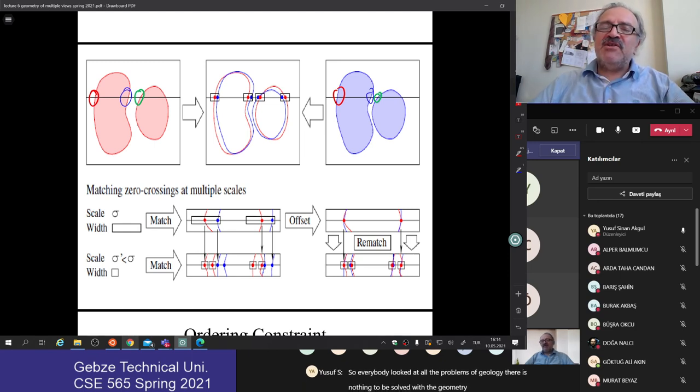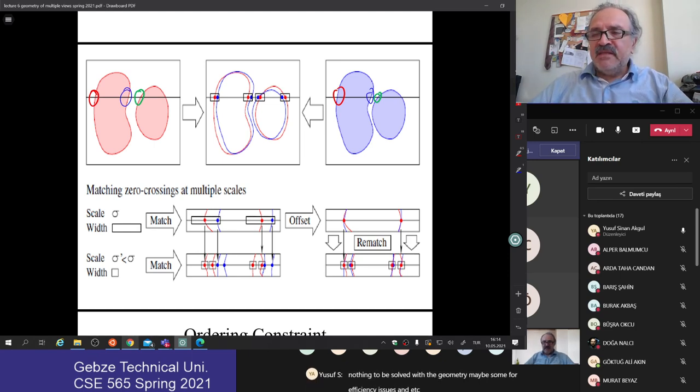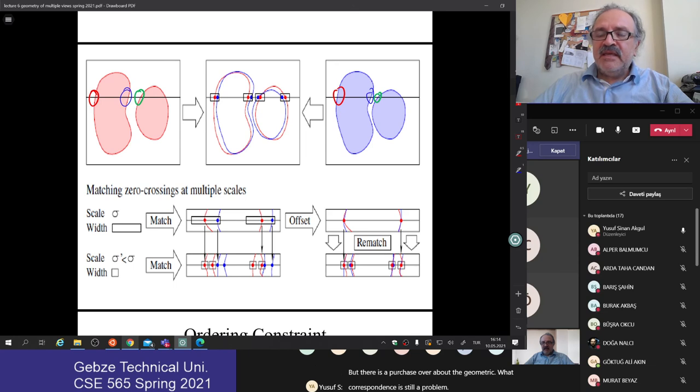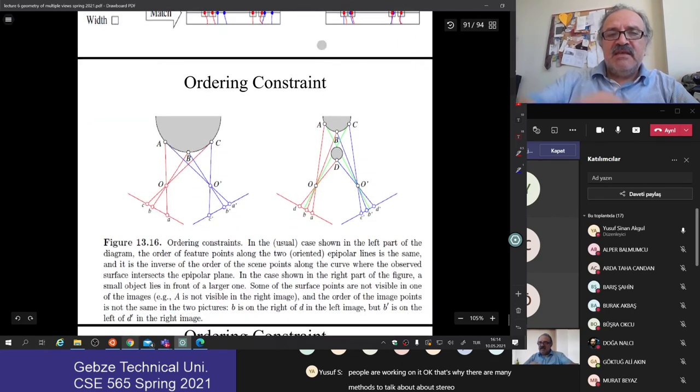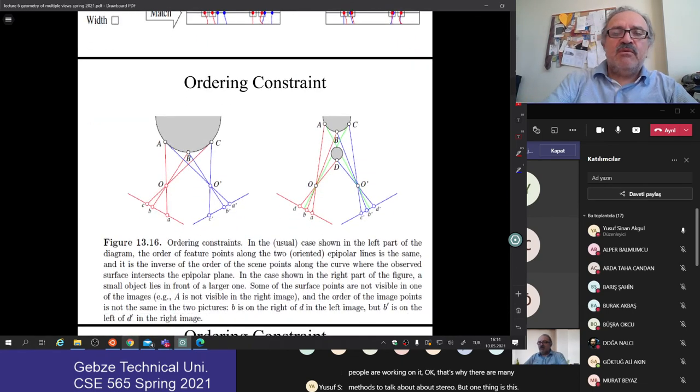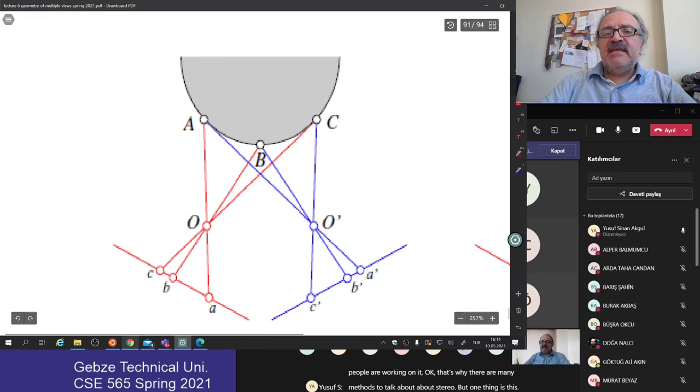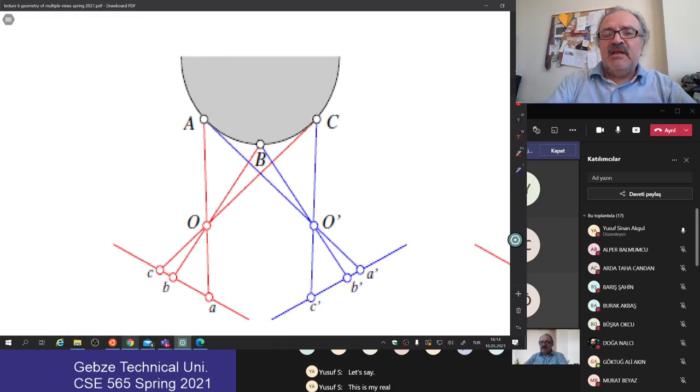Maybe some for efficiency issues, etc. But there is not much to solve about the geometry. But correspondence is still a problem. And estimating the depth from multiple images is still a problem. People are working on it, okay? That's why there are many methods to talk about for stereo. So one thing is this ordering constraint. Let's say this is my real world object, something like a sphere. There are three points on it, A, B, and C.